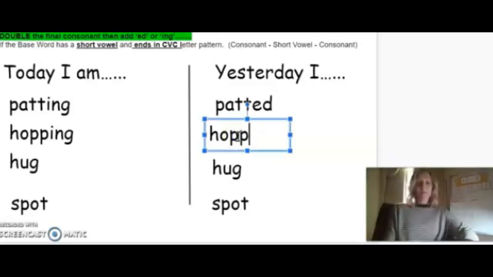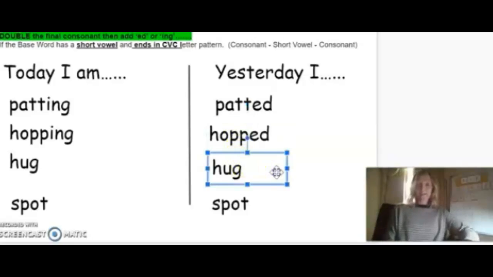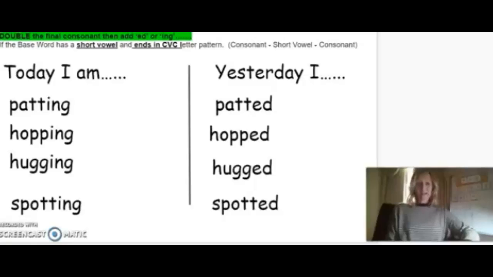Awesome. Double the P, add ed. Can you see the pattern? I'm going to zip along and do the others really quickly. I super quickly did the rest, and so I had to double the G and add ing to get today I am hugging. Yesterday I hugged. I doubled the T and added ing for I am spotting, and yesterday I spotted.